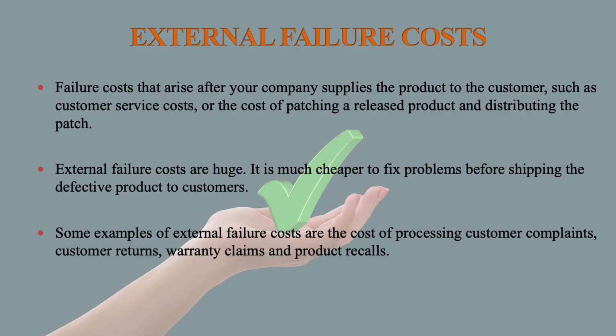So, to reduce the external failure cost, one has to fully conduct the inspection, or fully check each and every part, before we ship that product to the customer. That is the best method to reduce the external failure costs. Some examples of external failure costs are the cost of processing customer complaints, customer returns, warranty claims and product recalls. These are the various external failure costs.